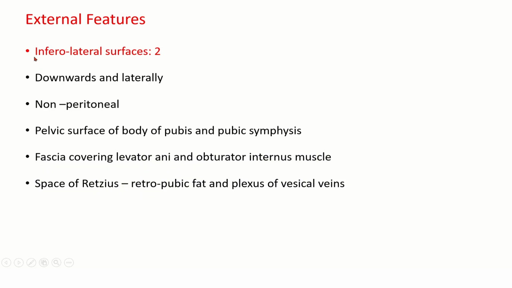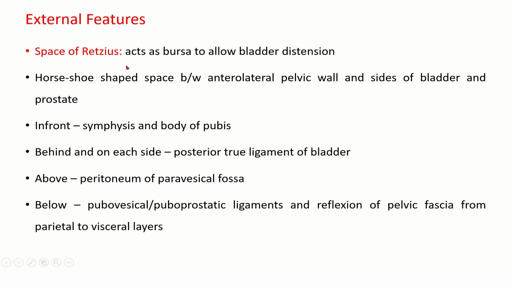So between the inferior lateral surface and these two structures, that is the pelvic surface of body of pubis and pubic symphysis, and fascia covering levator ani and obturator internus muscle, there is a horseshoe-shaped space called retropubic space of Retzius, which contains retropubic fat and plexus of vesical veins. So space of Retzius, it acts as a bursa to allow bladder distension.